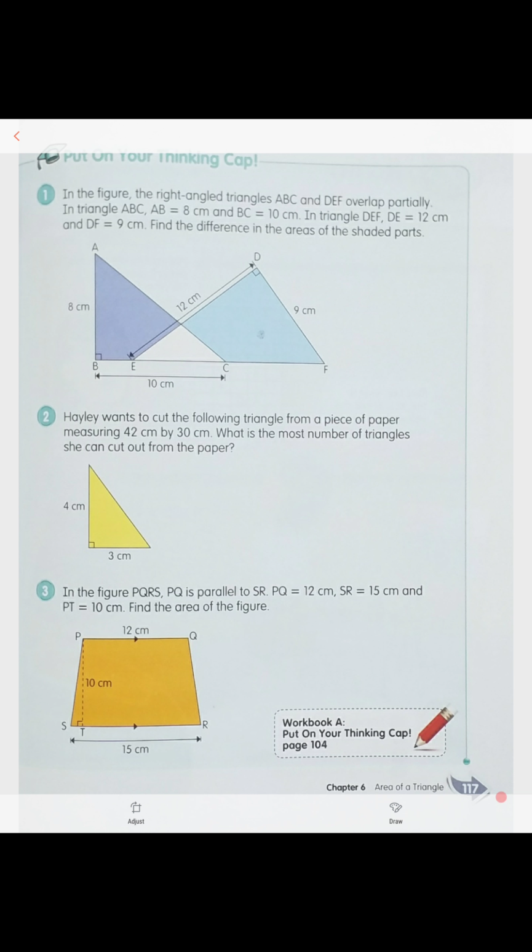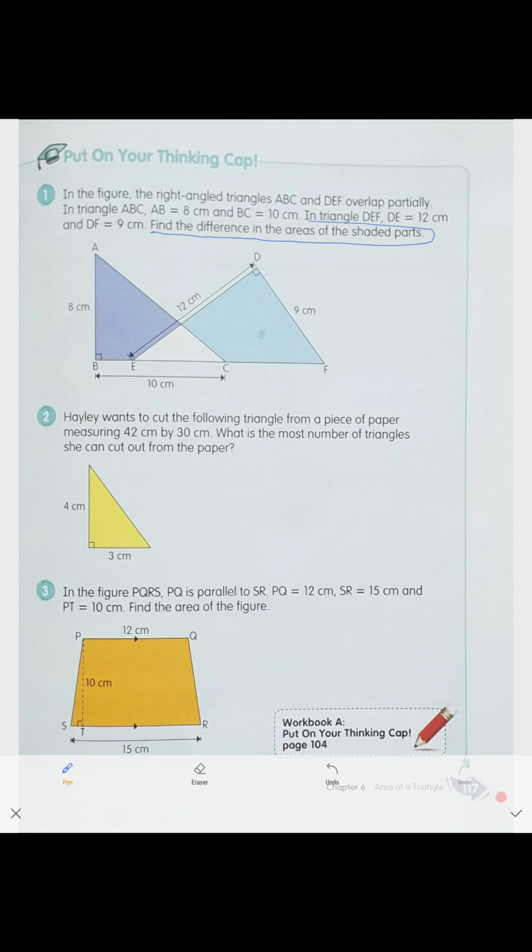Okay, the last page of the chapter. This chapter was very short. 3 problems. Put on your thinking cap. All right, so problem number 1. They give you 2 triangles. They kind of overlap partially over here in this area. They ask you to find the difference in the areas of the shaded parts.